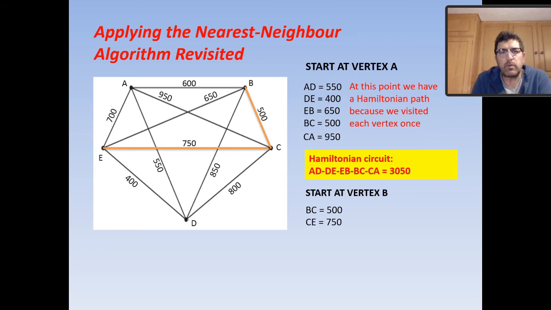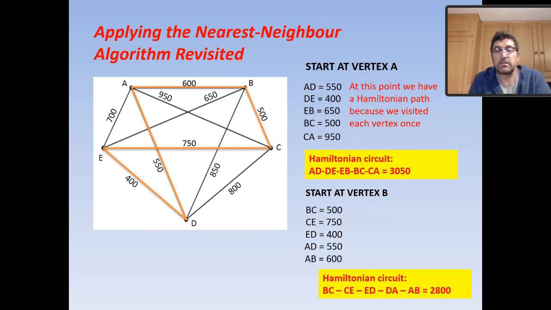Now we are at E and we must make a choice to visit either A or D. If we visit A, it's 700. If we visit D, it's 400. So we choose D. Now we are at D. The only other vertex that we haven't visited yet before we return to the start vertex is A, so we don't have a choice, we have to visit A. Now from A, we've got to go back to B. And the Hamiltonian circuit is thus formed with, look, the weight is different, the weight is 2,800. Okay, it's a Hamiltonian circuit of weight 2,800. Let's try it one more time.